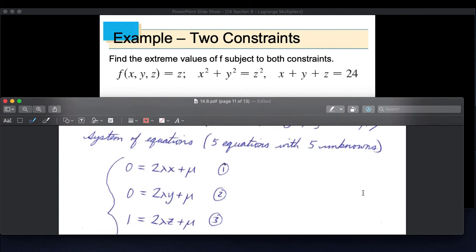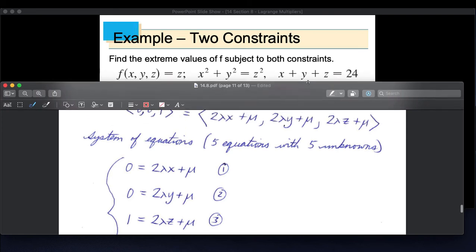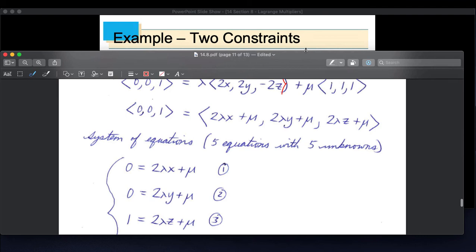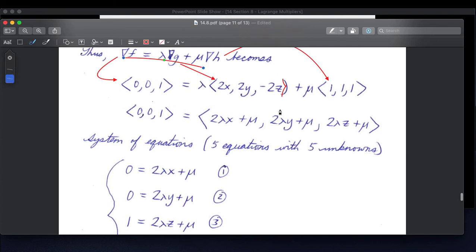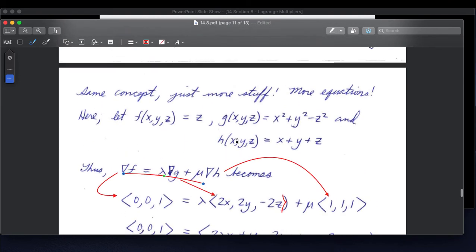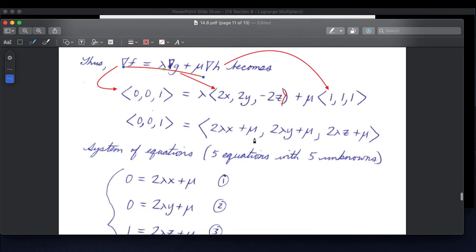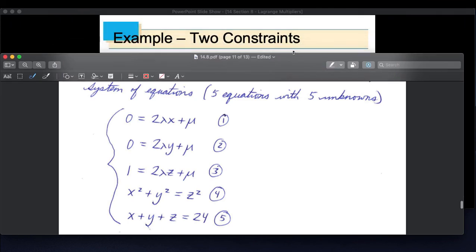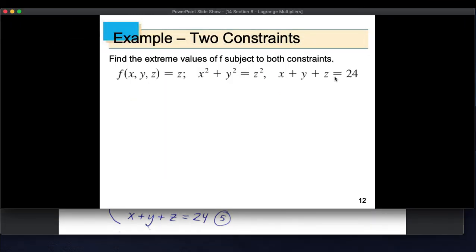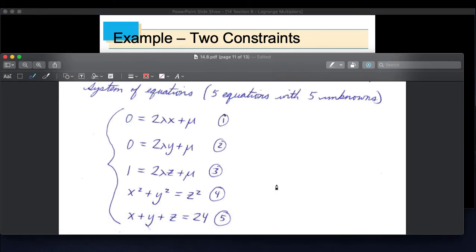My first 3 equations are coming from the Lagrange multiplier formula. Okay, that's this guy right here. And then we have 2 more equations to go, and the 2 more equations are going to be what we got in the very beginning, which are the constraints. And again, if you're wondering where I got those from, was from the original problem right here. Okay? 5 equations, 5 unknowns.